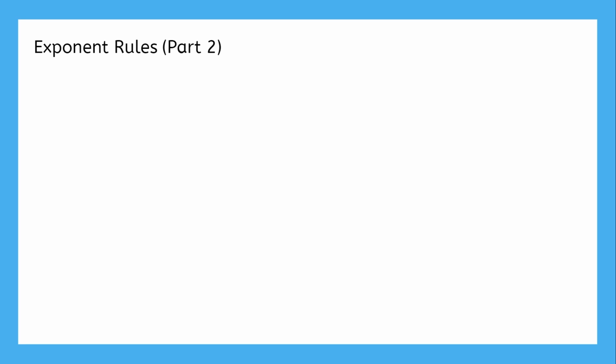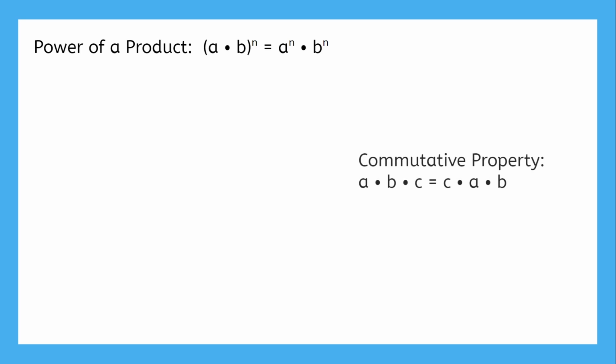The first rule we'll look at in this video is the power of a product rule. This rule says that if you raise a product of multiple values to an exponent, it's the same as raising each piece to the exponent. Oh, wait. Didn't we just say not to multiply the pieces by themselves? Typically, yeah, that's the case. However, multiplication has a special property, the commutative property, which says order doesn't matter when multiplying.